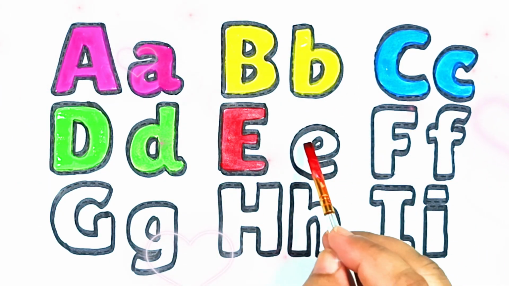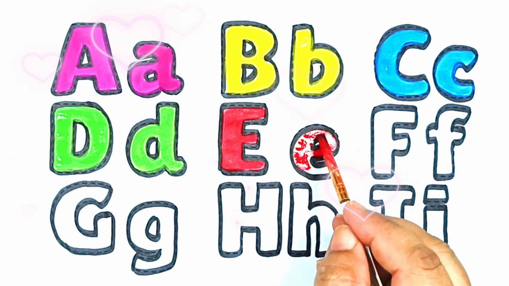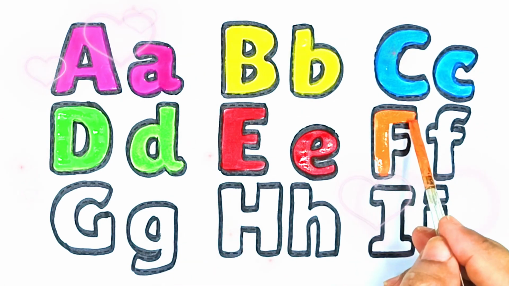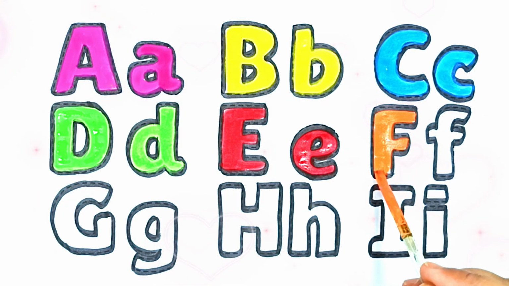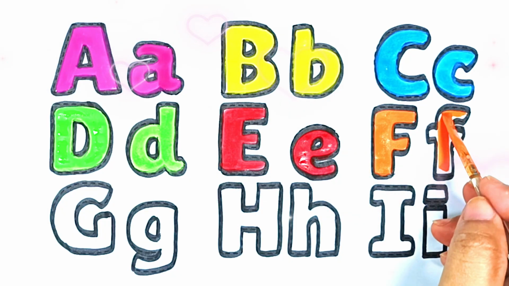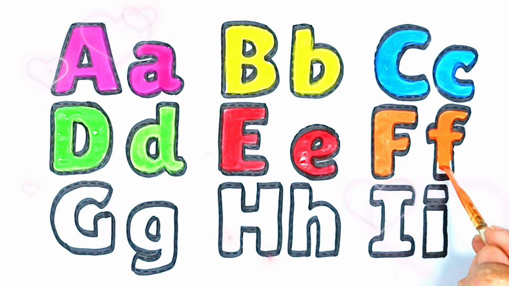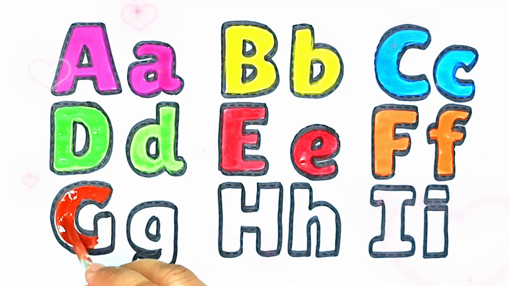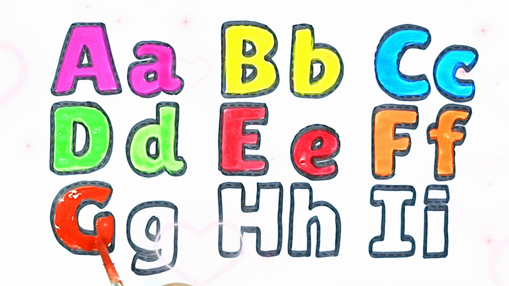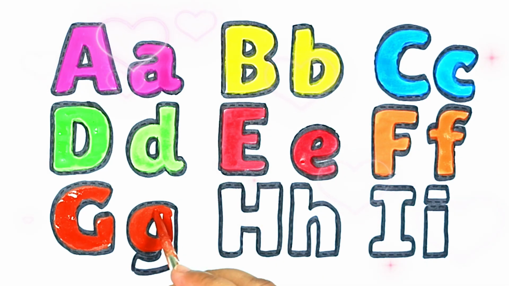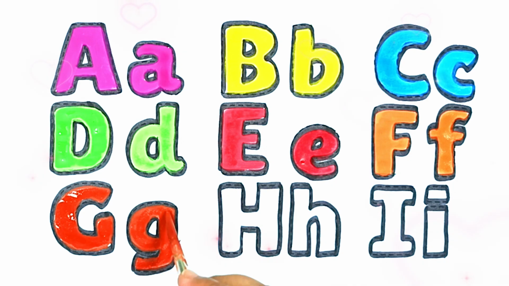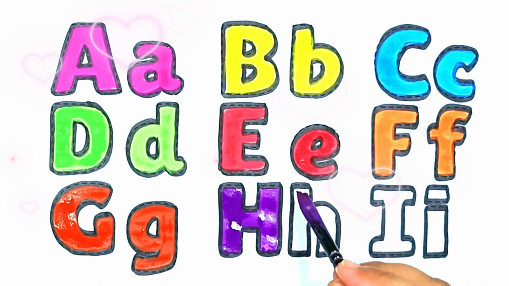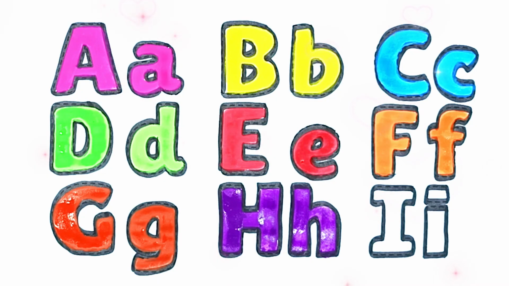E is for elevator. E is for egg. F is for fish. F is for flag. G is for guitar. G is for glass. H is for hammer. H is for hat.